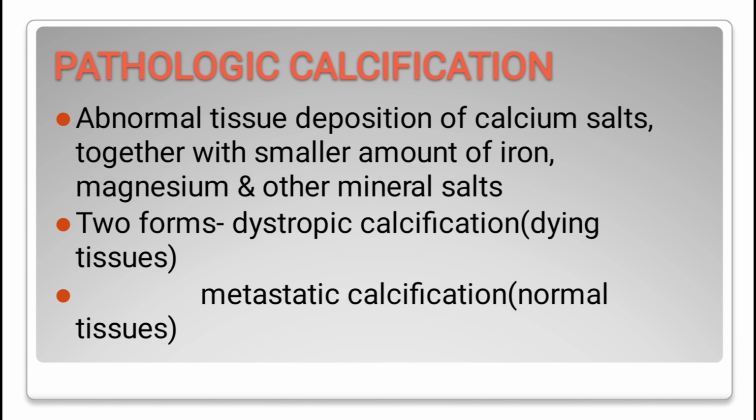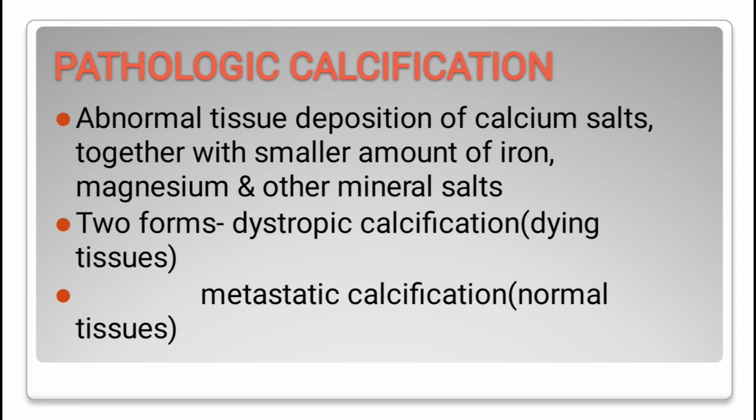Next, let's see about pathologic calcification. Pathologic calcification is the abnormal tissue deposition of calcium salt together with a small amount of iron, magnesium, and other mineral salts. There are two forms of pathologic calcification. When the deposition occurs locally, it is dystrophic calcification. In dystrophic calcification, there is no derangement in calcium metabolism.